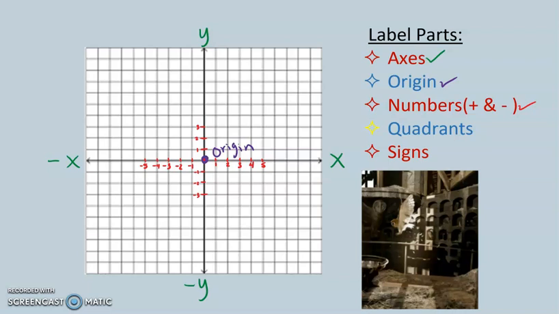All right, the next one is the quadrants. And remember, we write them in Roman numerals. And we always are going to start in this first one over here. This one is quadrant 1. The reasoning is because everything here is positive. And then over here we have quadrant 2, quadrant 3, and quadrant 4.